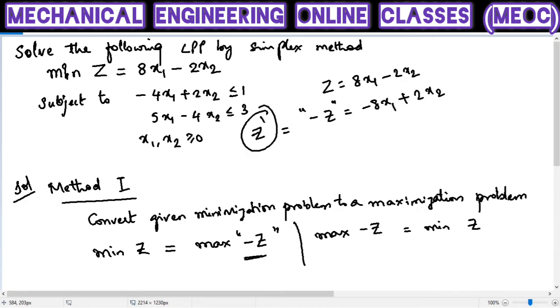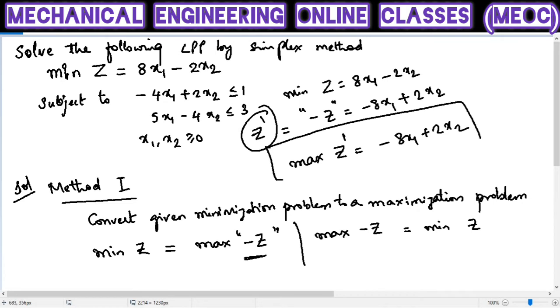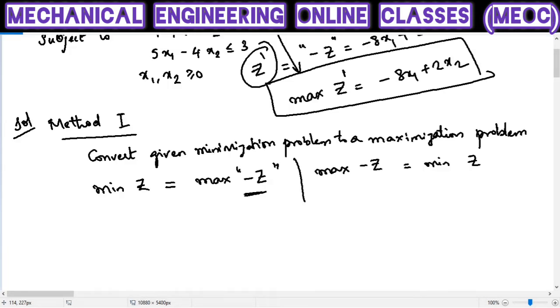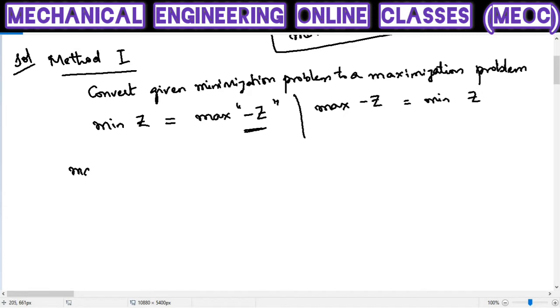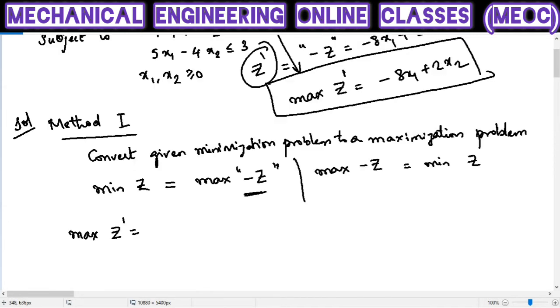So we have converted the min type into a max type. So minimize z is nothing but maximize minus z, which is z prime, that is equal to minus 8x1 plus 2x2. So this is the objective function which we have rewritten. This and this are same. Now we can rewrite the question as maximize z dash is equal to minus 8x1 plus 2x2, which is subjected to the given constraints.